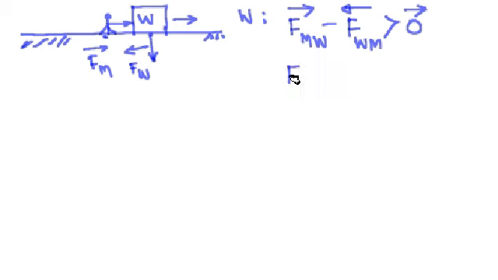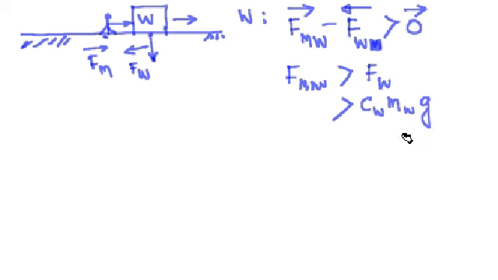Or Fmw has to be greater than, it's just the friction, right? Fw, which means it has to be greater than the coefficient of friction of the wood on the floor multiplied by the mass of the wood multiplied by gravity. These two essentially generate the weight.